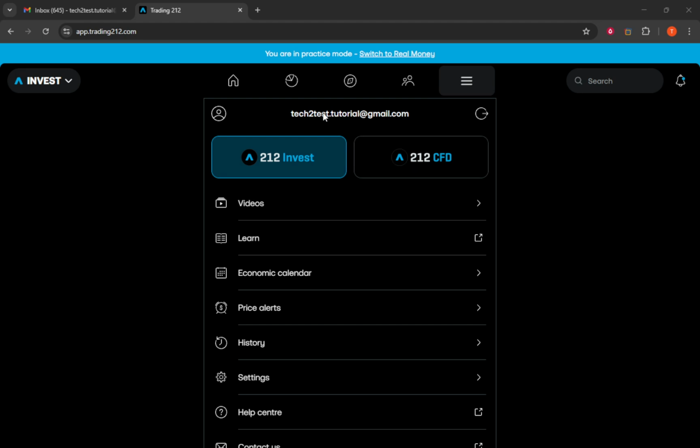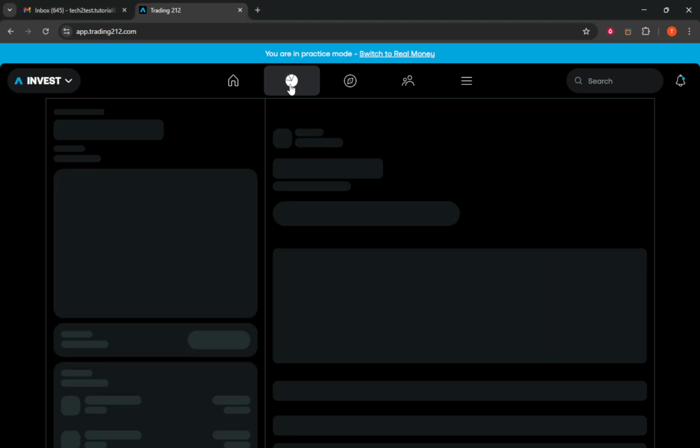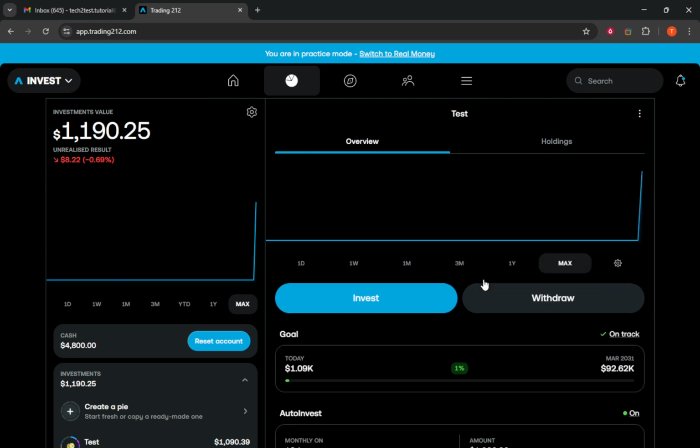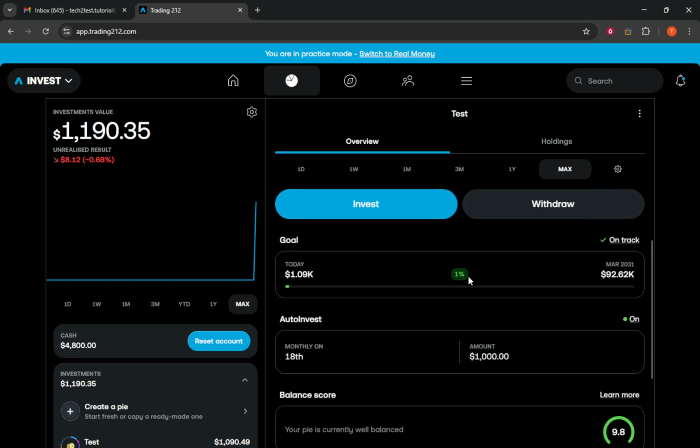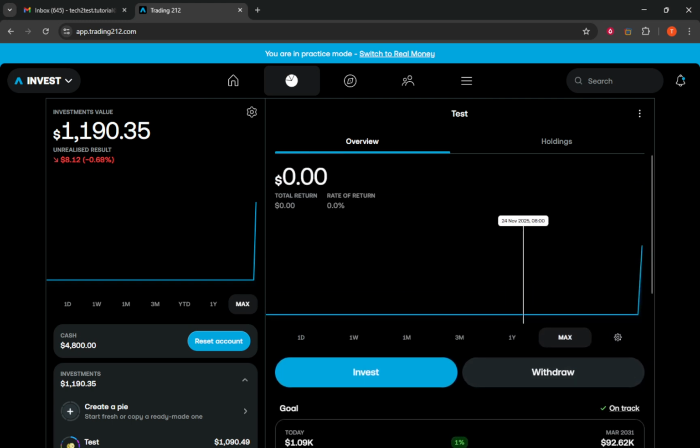Your sell limit will sit in the system and only execute if the market reaches that price, effectively locking in your gains. That's it. Decide your target, set it correctly for your account type, and let Trading 212 handle the exit for you.